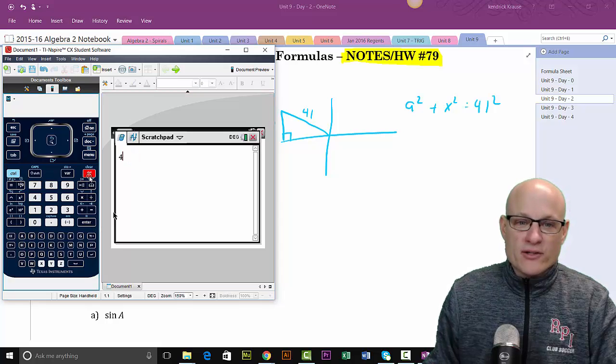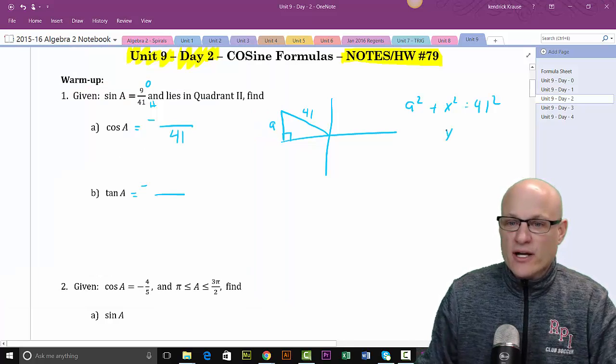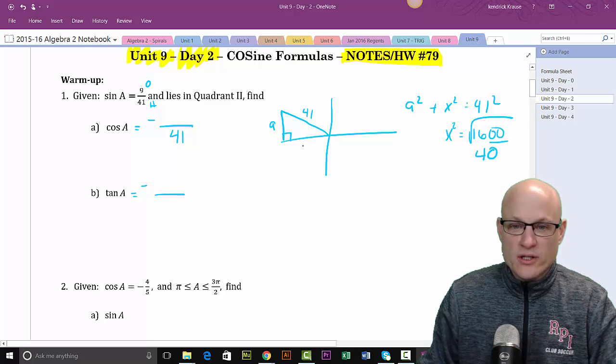41 squared minus 9 squared. I just type in 81. It'd be much easier. 1600. So x squared is equal to 1600. The square root of 16 is 4. The square root of 100 is 10. So this is 40. So my missing side is 40.